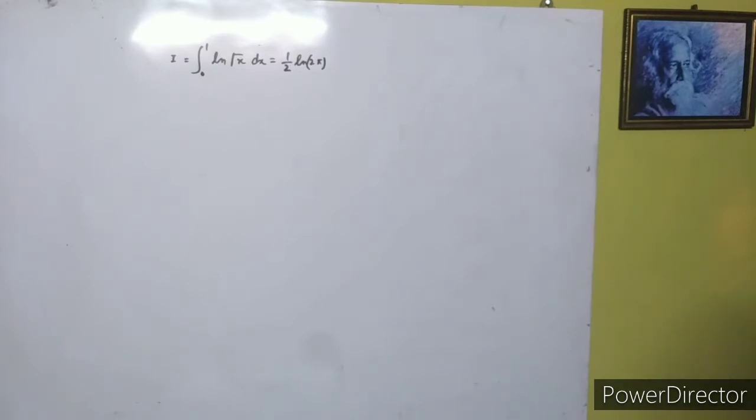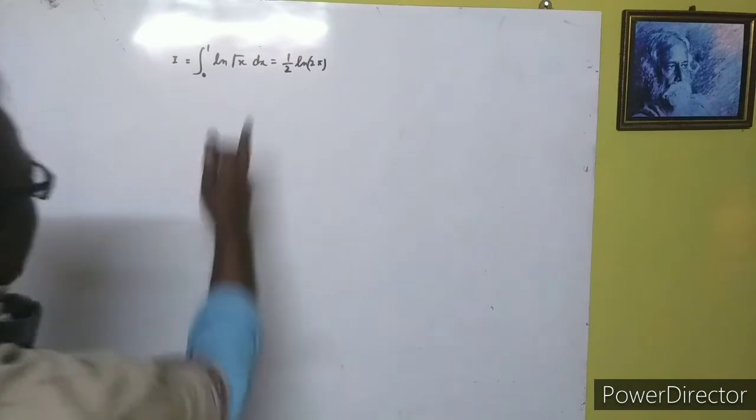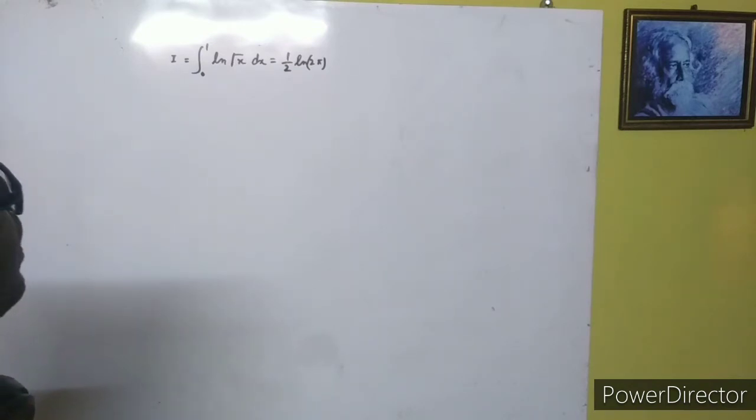This is one of the best integrals: the integral from 0 to 1 of ln gamma x dx, and that value is equal to half of ln 2 pi. Here, ln means logarithm to the base e.